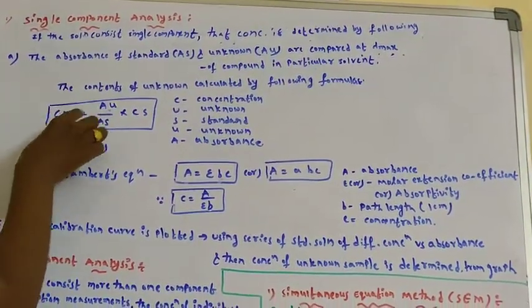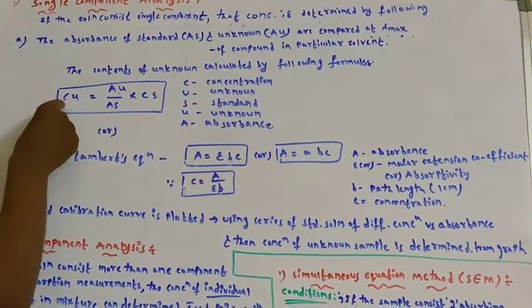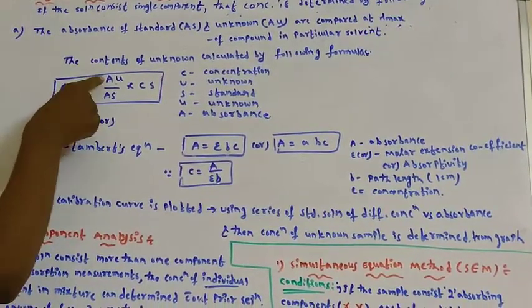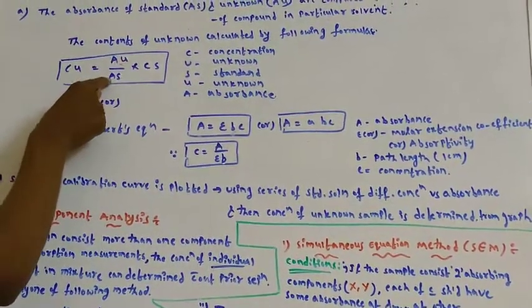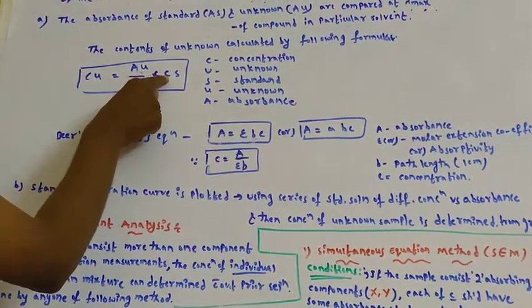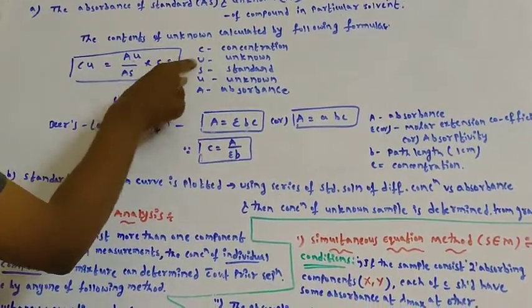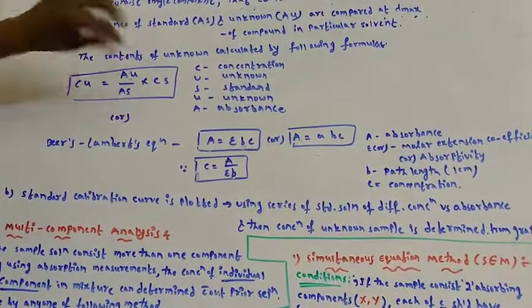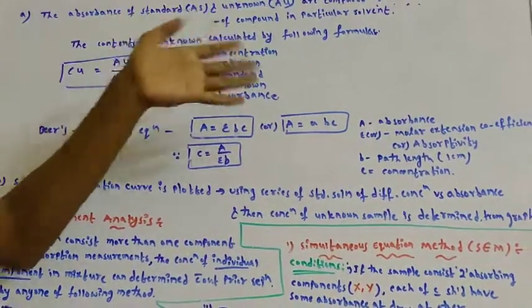The formula is CU equals AU by AS into CS. Here C denotes concentration, U means unknown, A means absorbance. So AU is the absorbance of unknown, divided by AS, the absorbance of standard, into CS, the concentration of standard. By using this formula, we can determine the concentration of the unknown sample by comparing with the standard sample.